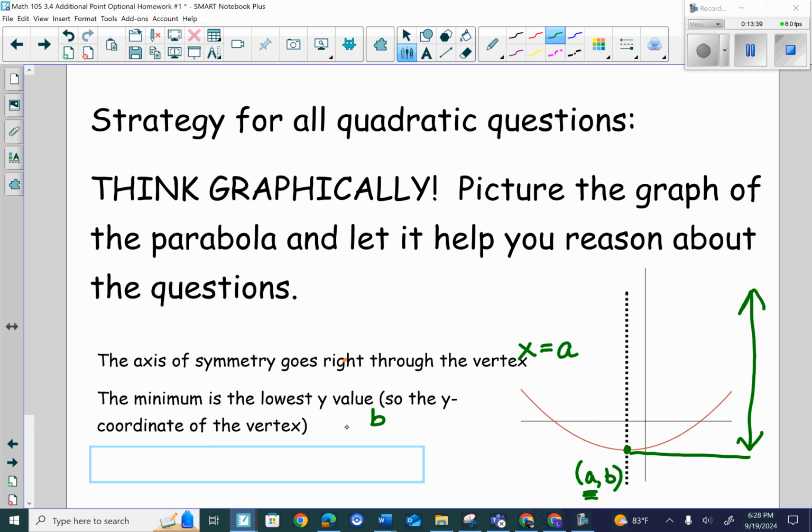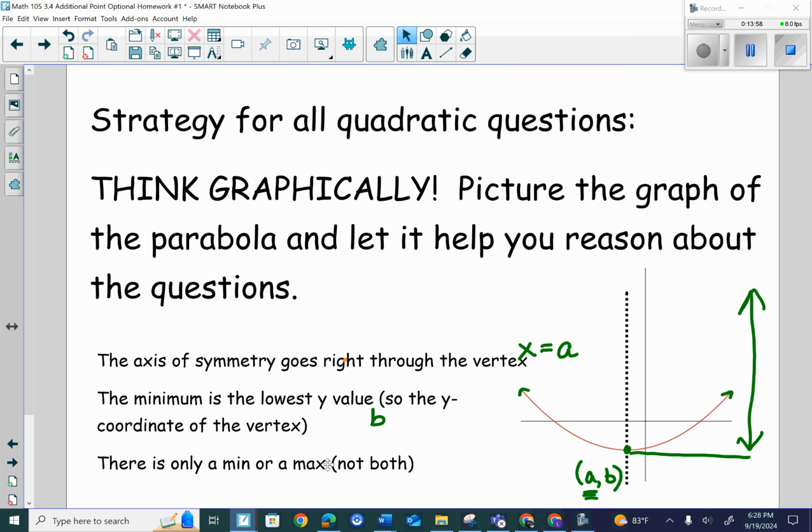Infinity is not a maximum. There is no maximum here because that curve would continue to go up and up and up, up to infinity and beyond. So we don't call a maximum there. A curve only has one min or one max. A parabola only has one min or one max, not both.